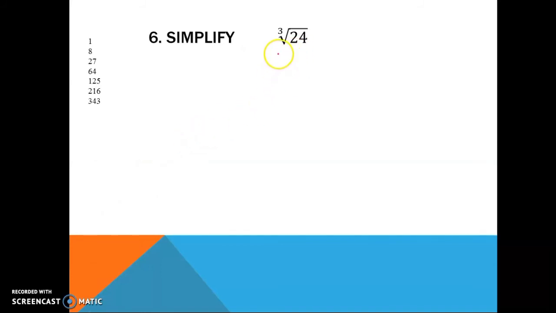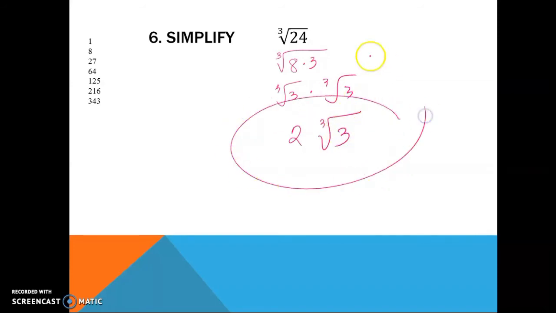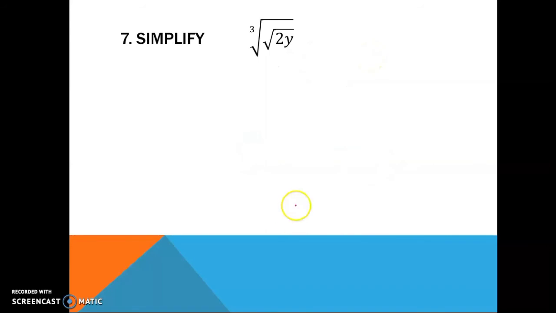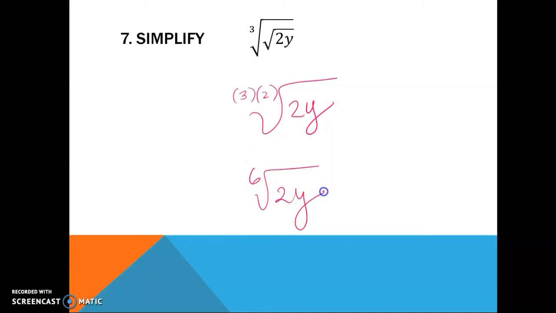Di ba? We can write this as, ano yung factors ni 24 na may cube? Di ba? We have 8 and 3. So, cube root ni 8 times cube root ni 3. So, the answer is 2 cube root of 3. So, yun yung final answer. O, yan. Di ba? I-multiply lang natin yan. So, this will become 3 times 2, 2y. So, the answer is 6th root of 2y.